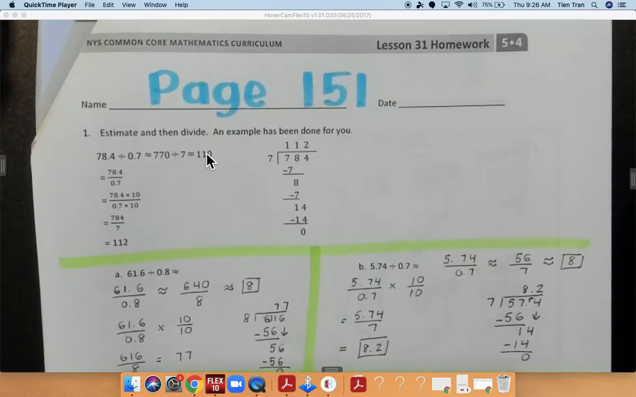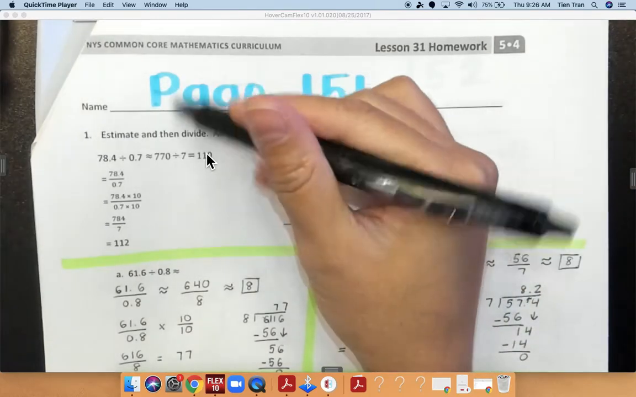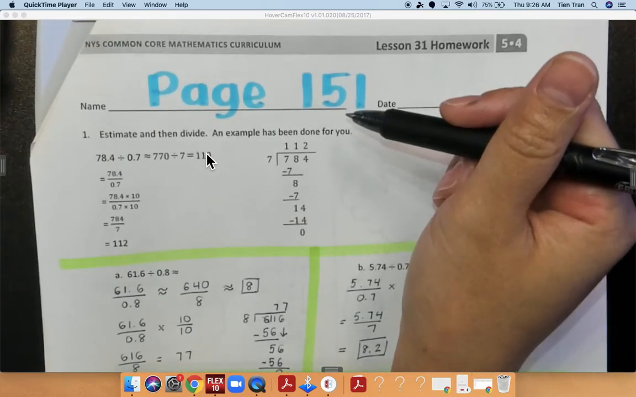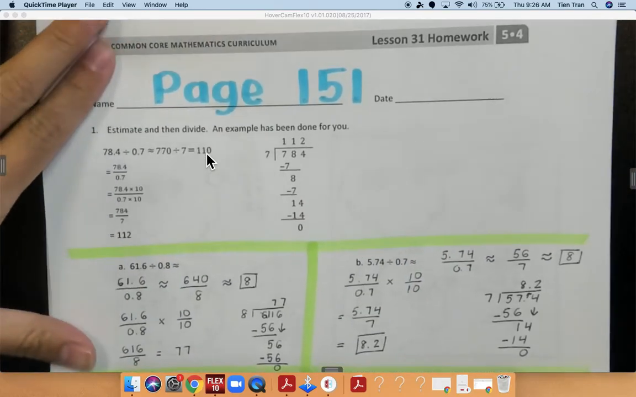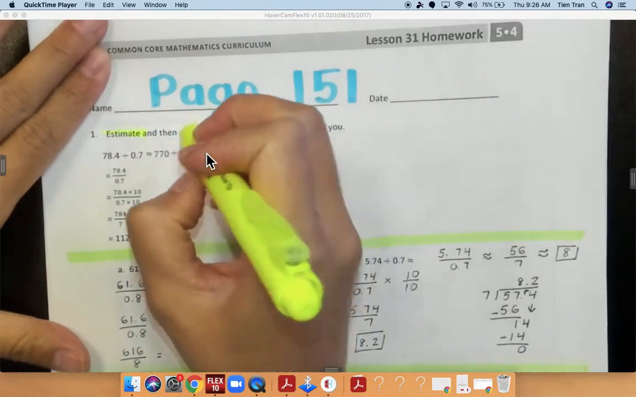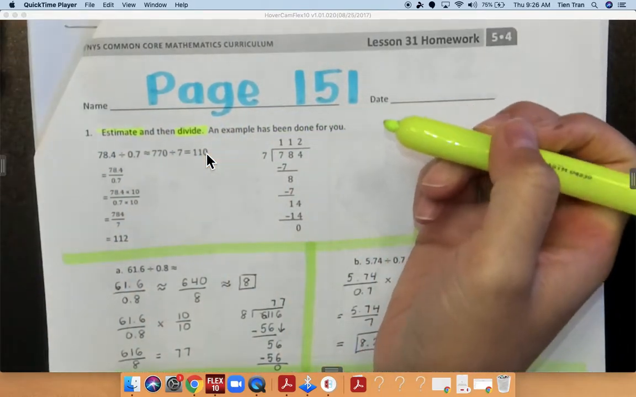This is lesson 31 homework. Please make sure you're on page 151. The first question says to estimate and then divide. An example has been done for you.